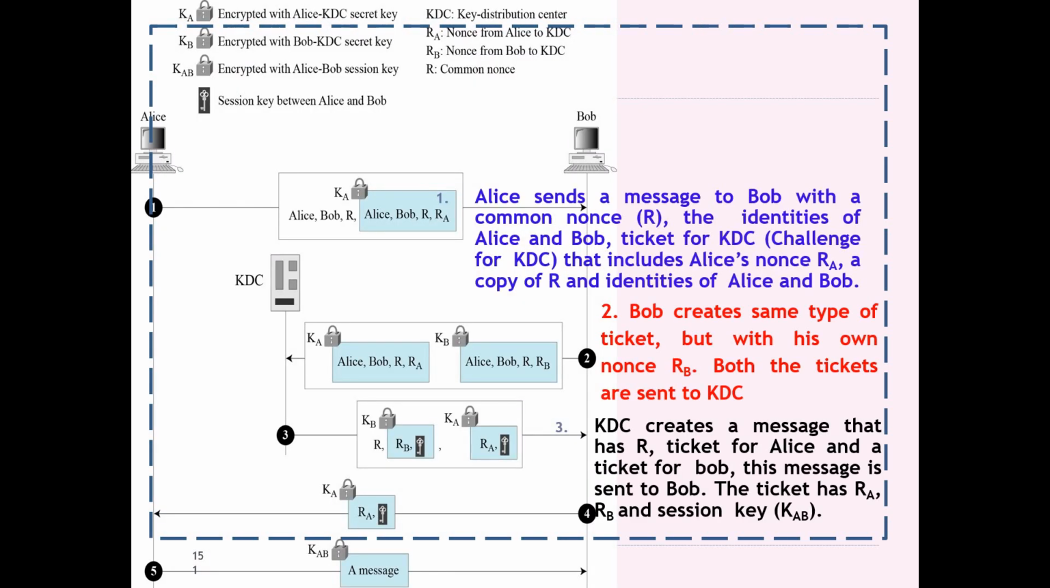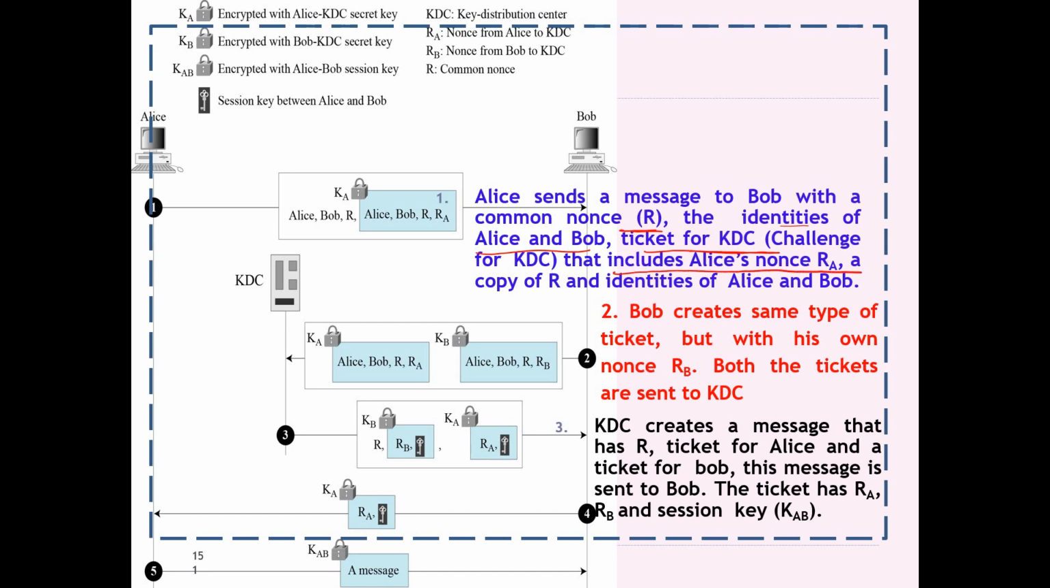See, the diagram is very similar again. Alright. So here the difference is Alice sends a message to Bob with a common R, which is a public key you can say, and the identities of Alice and Bob, ticket for KDC. So that is one ticket which is sent from Alice's end. Remember in the previous case, the ticket was sent from KDC first time to Alice. That Alice has circulated to Bob once again. Here, the ticket is also sent. One ticket is sent from Alice's end.